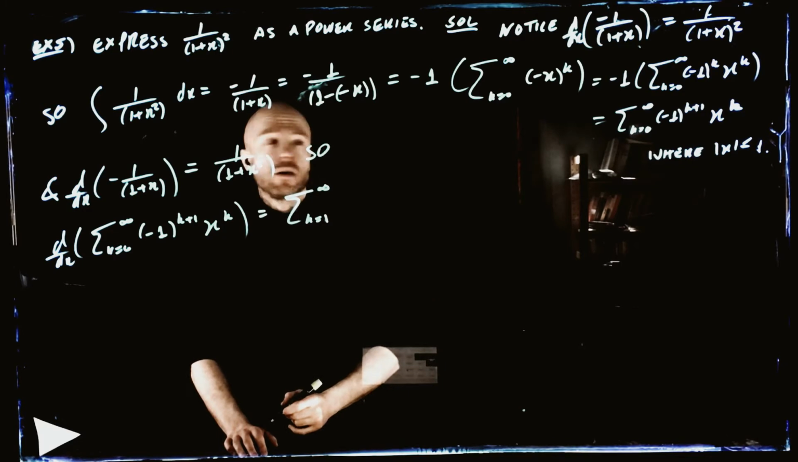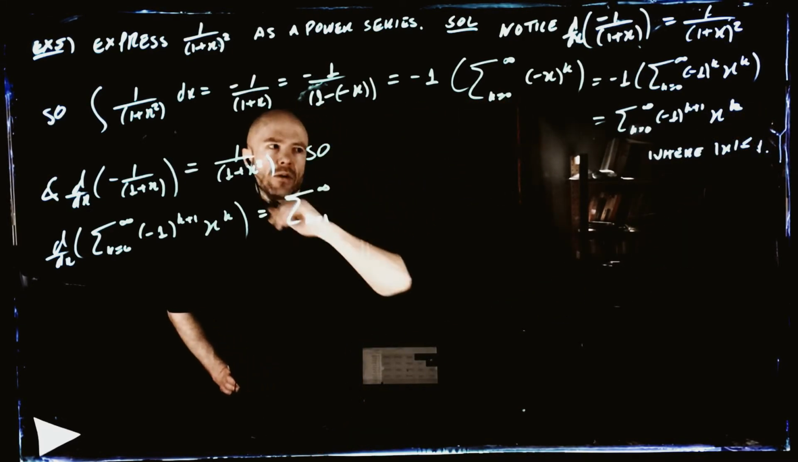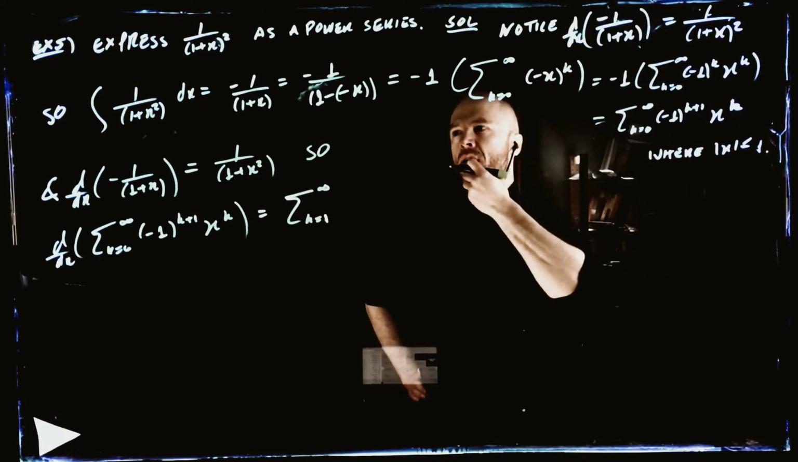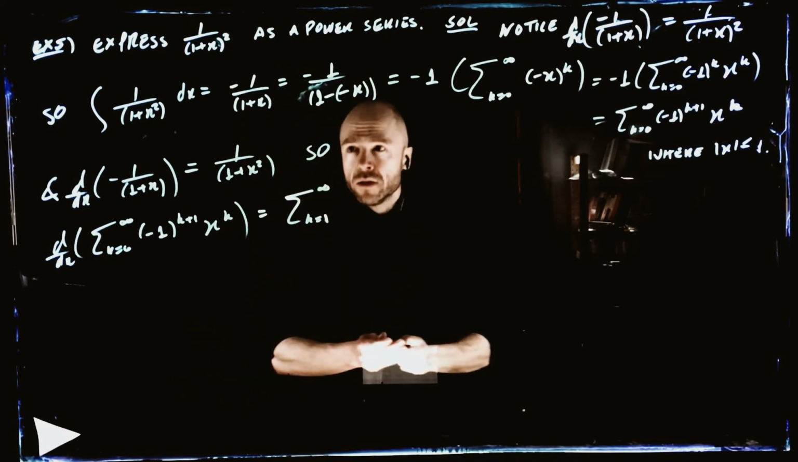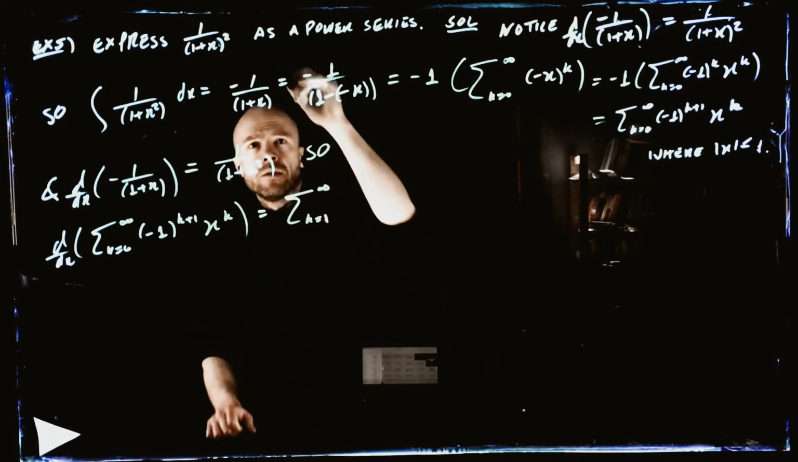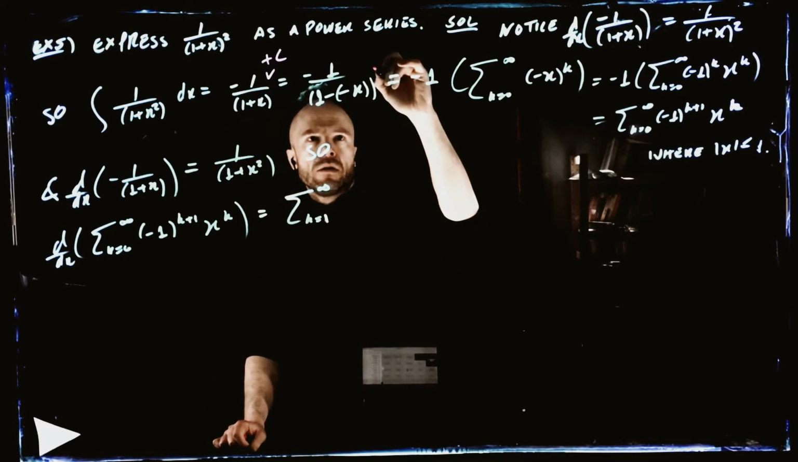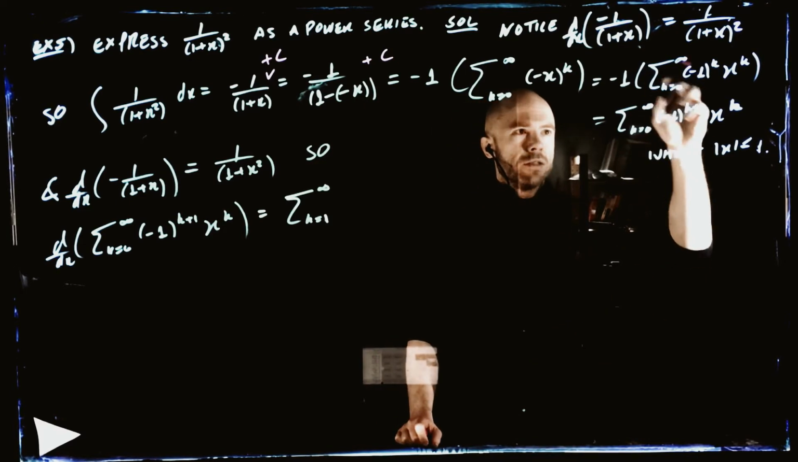Oh, I should have added a constant term here. The antiderivative in its general form is this thing plus a constant c right here, which I didn't write. It doesn't matter, because we're going to go backwards, but I want to not completely skip over this point.